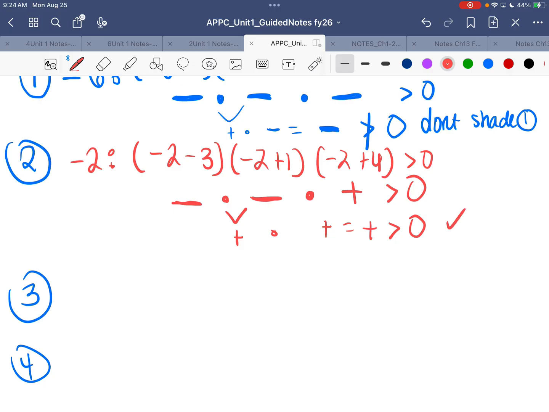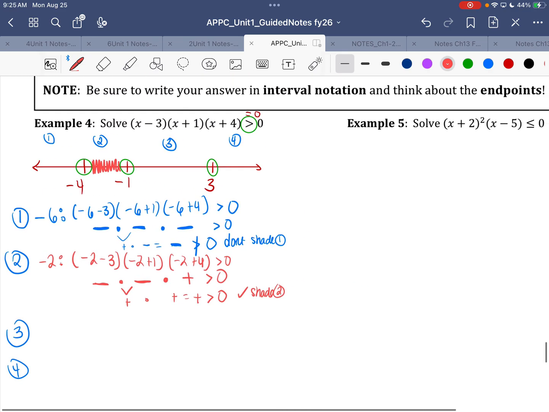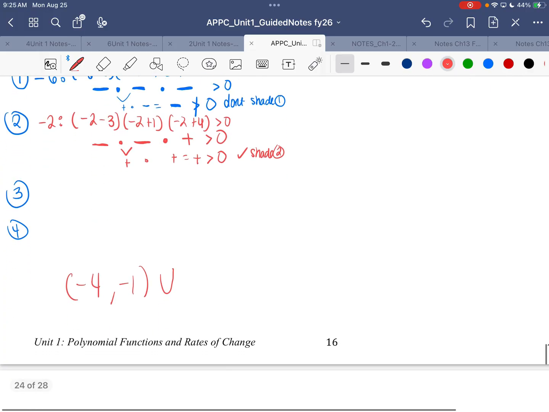So what are we going to do? Shade 1. What I mean by shade is like, you know, something like that. Like a little squiggle. So already your answer could be, we go from -4 to -1, and there might be another place where the function's positive. So from -4 to -1, I have parentheses. Why do I have parentheses on -4 and -1? Because it's greater than, not equal to. So parentheses, because it was not equal to.